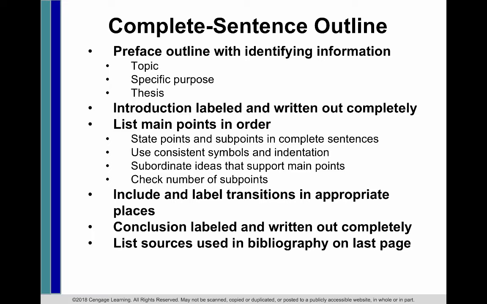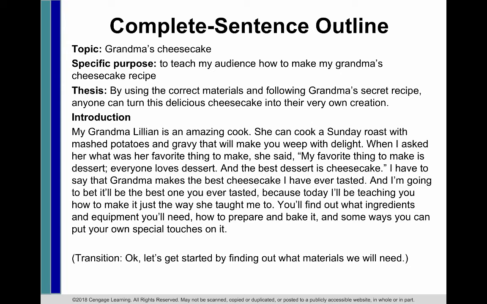You'll also need to include and label any transitions you use in the appropriate places. Then your conclusion needs to be labeled and written out completely. And you'll need a bibliography on the last page, listing all the sources you cite in your speech. Did that sound confusing? Well, let me help you by showing you an example of a complete sentence outline.